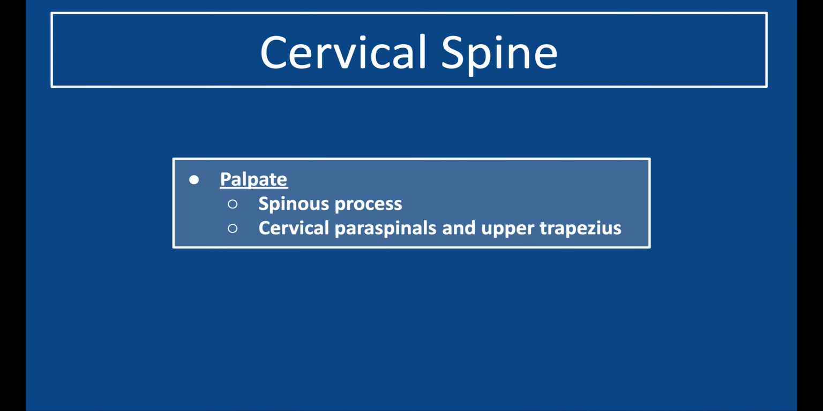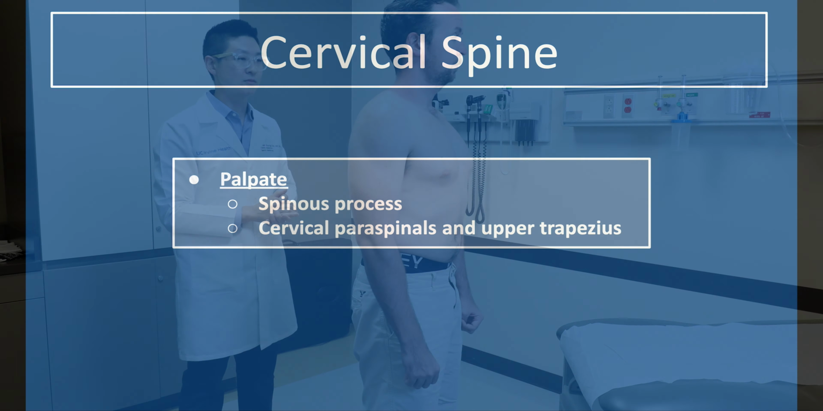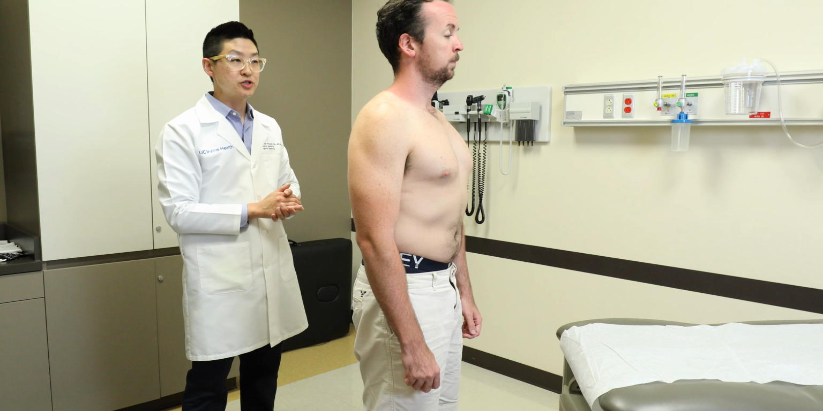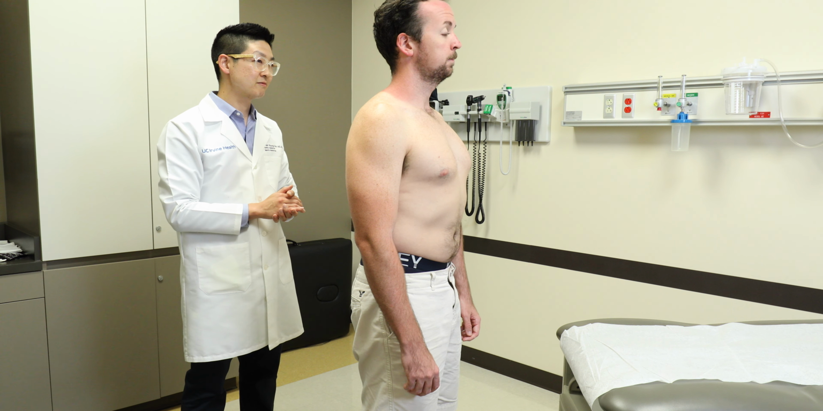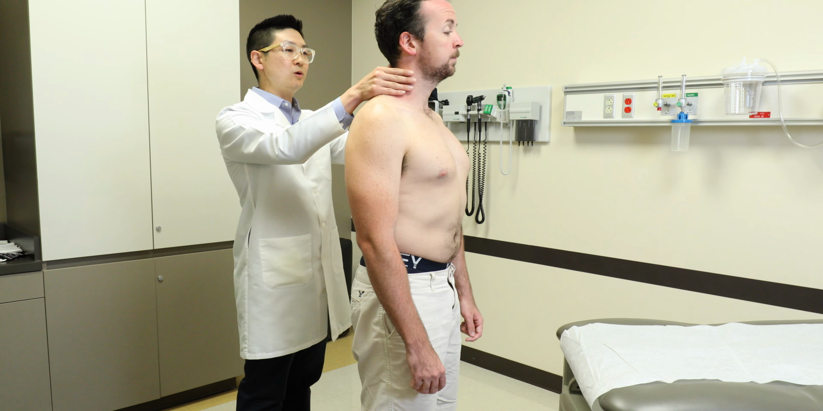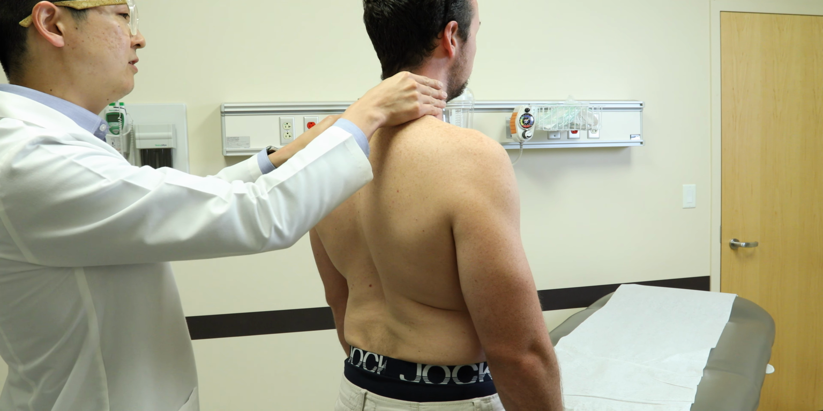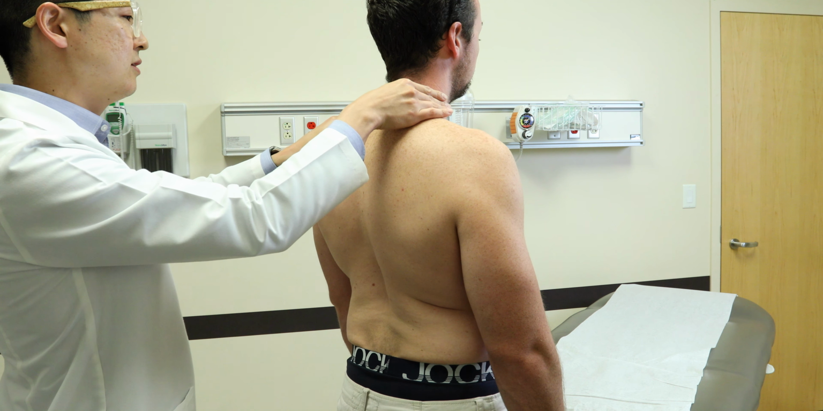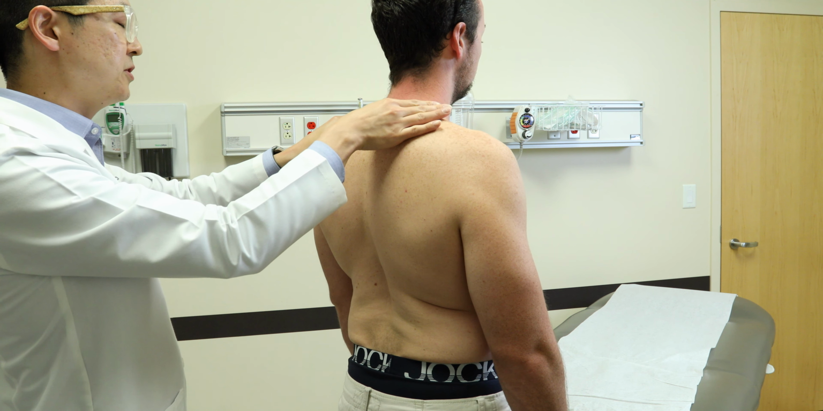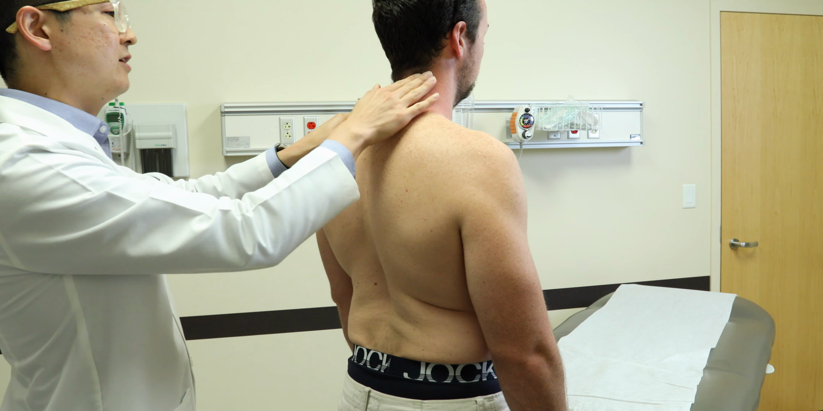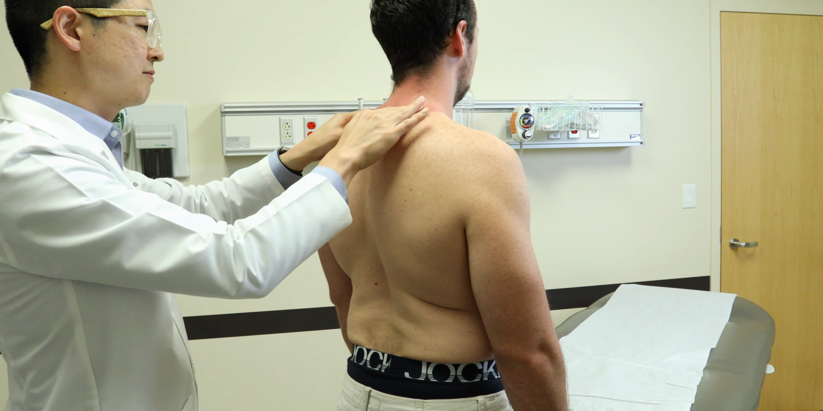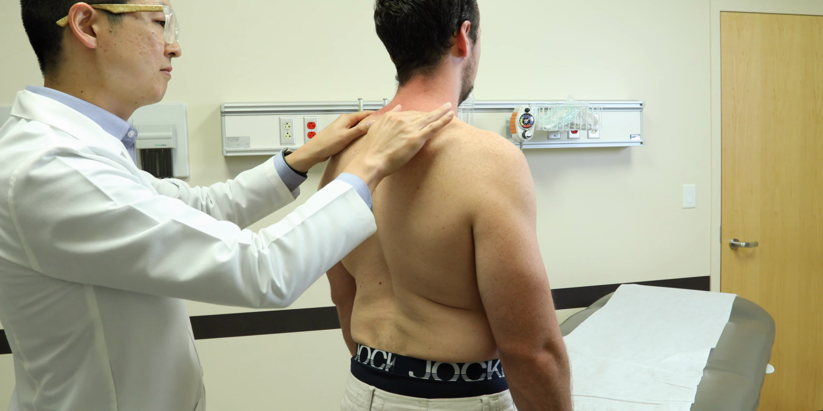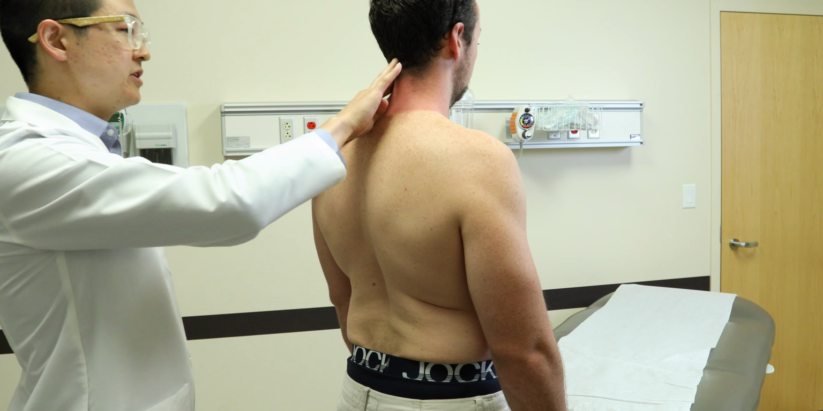You will palpate the spinous process, cervical paraspinals, and upper trapezius. All right, next I'm going to be pushing some spots on your neck. Let me know if you feel any pain or discomfort, okay? All right, we're gonna start right in the midline of your neck, pushing on the bones there. Does that feel okay? Yes. Okay. Next, we're gonna move on over to the side and push on some of those muscles. And we'll do the other side as well too.